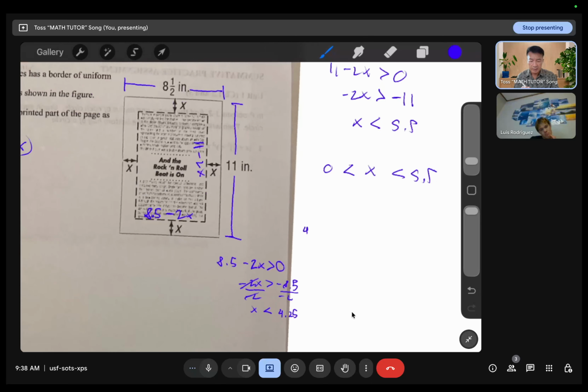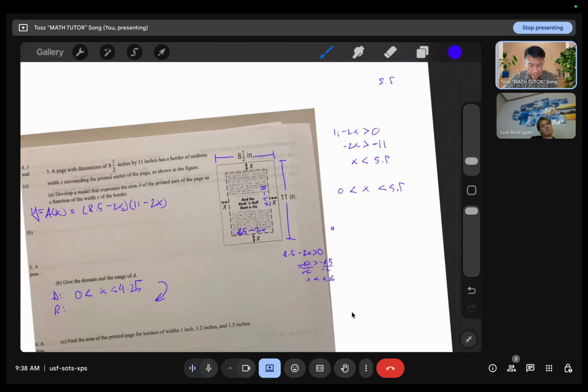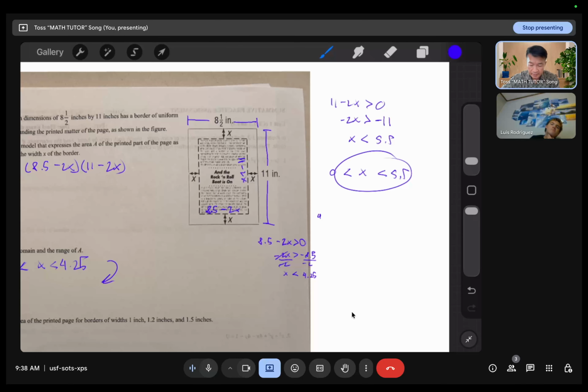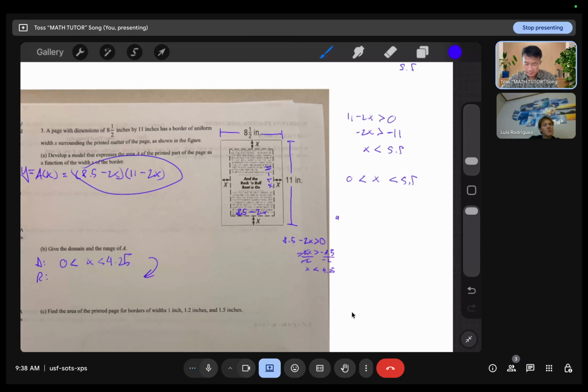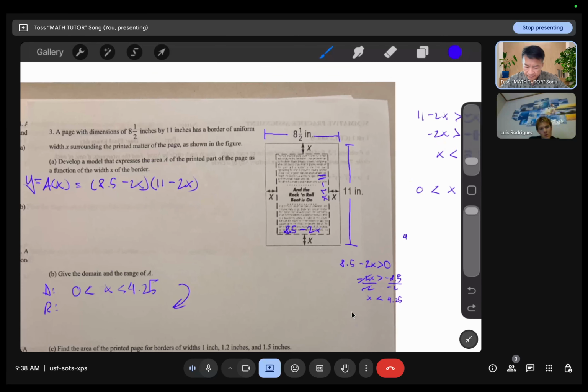Now you'll be thinking, why can't I use that? Here's the problem. If I put a number bigger than 4.25, like 5, in this equation, let's see what happens. If I put 5 in right here, it'll be negative 10, and I combine it with 8.5, it would be a negative number. It does not work. The area will be negative. Do you see it?